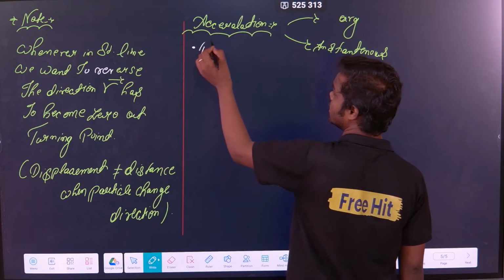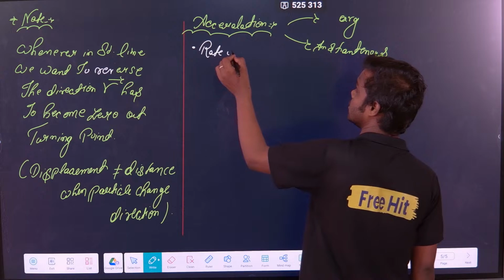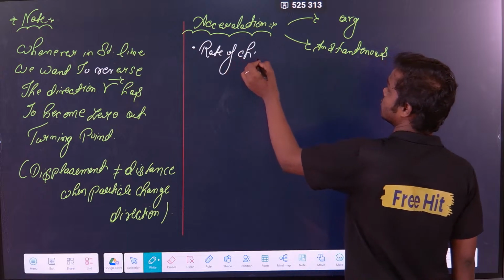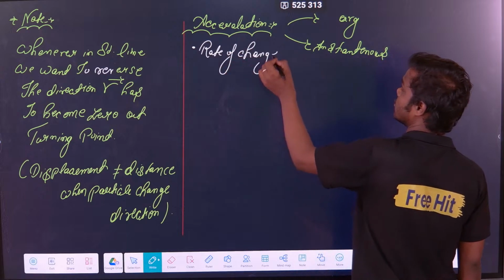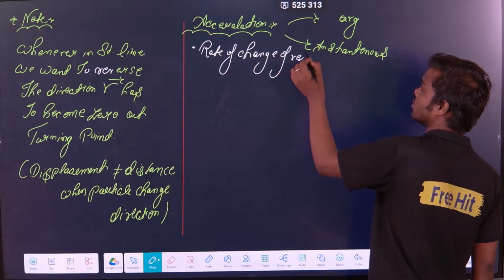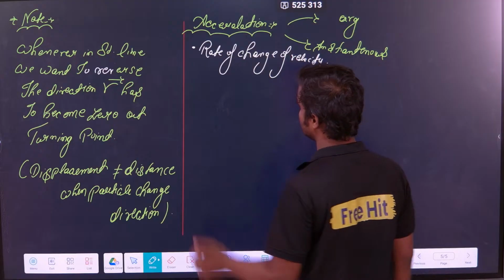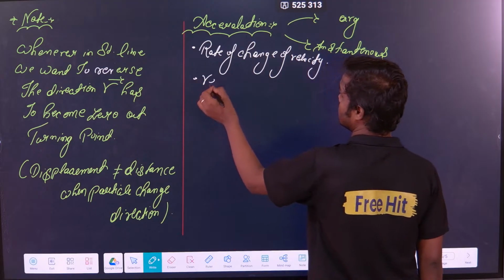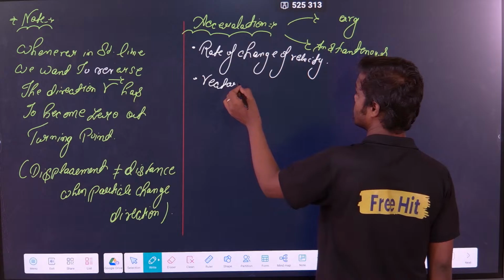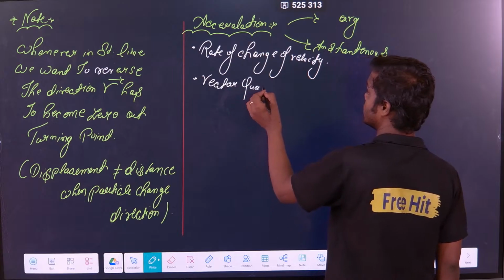First thing, it is a rate of change of velocity. Remember, I am not writing rate of change of speed. It is a rate of change of velocity. Second thing, it is a vector quantity.